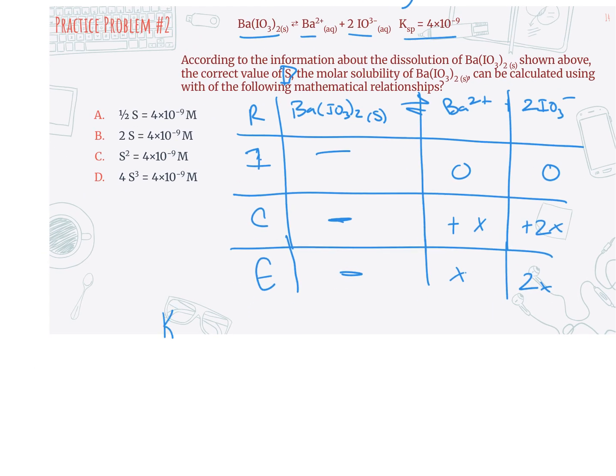And then we just plug that in to KSP. KSP is equal to 4 times 10 to the negative 9th, which equals X times 2X squared, which equals 4X cubed. Now, of course, in this problem, X is just S, so this is 4S cubed equals 4 times 10 to the negative 9th. And if we look, that is expression D right there. We'll talk about this a little bit more in the next class, but for now, that's all. Thanks, guys.